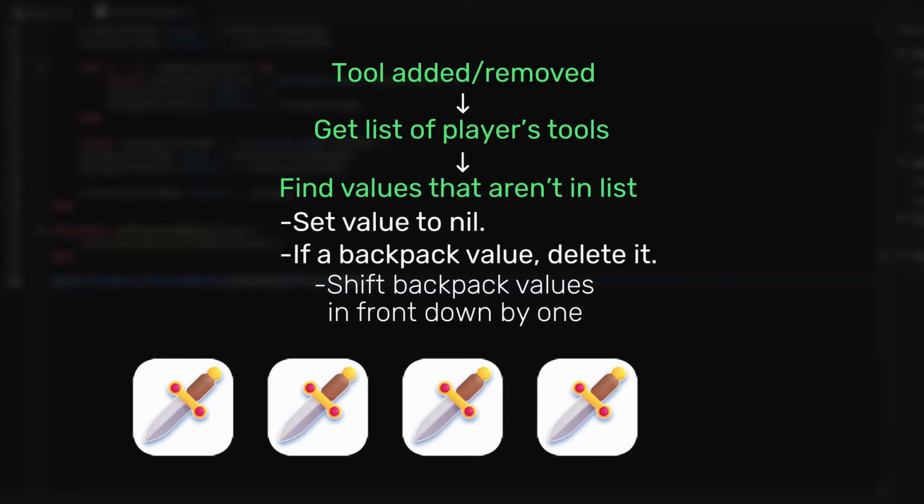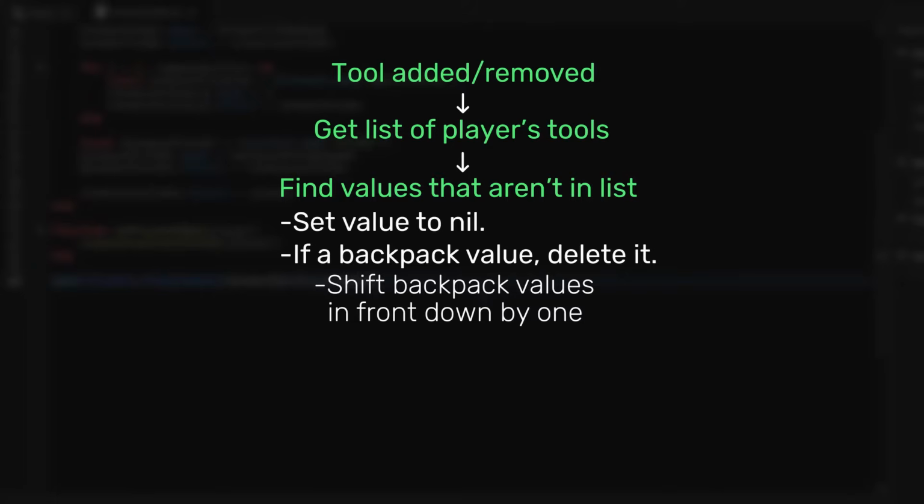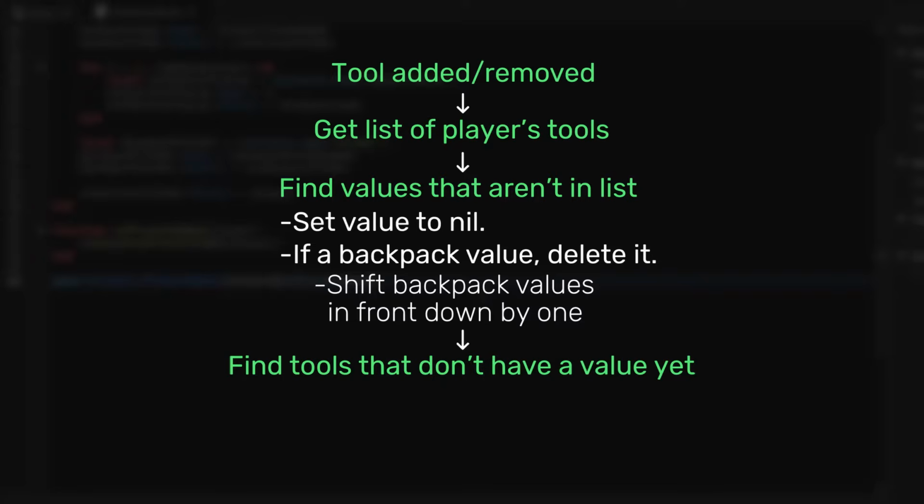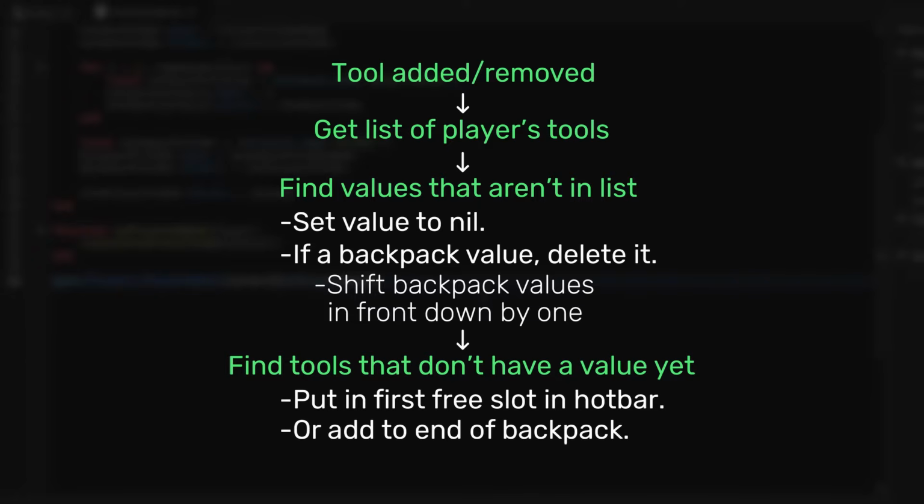We also need to go through all the tools in the list and find ones that don't have an object value yet. This means a tool has been added. For added tools, we'll first look inside the hotbar folder to see if any slots are free. Otherwise, we'll add a new value to the end of the backpack folder.